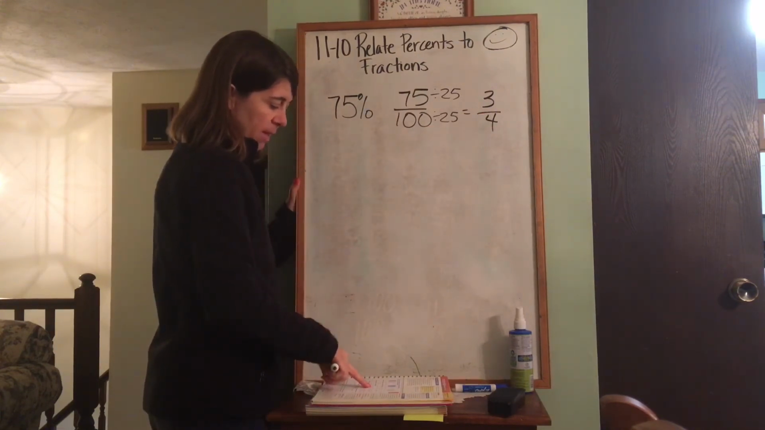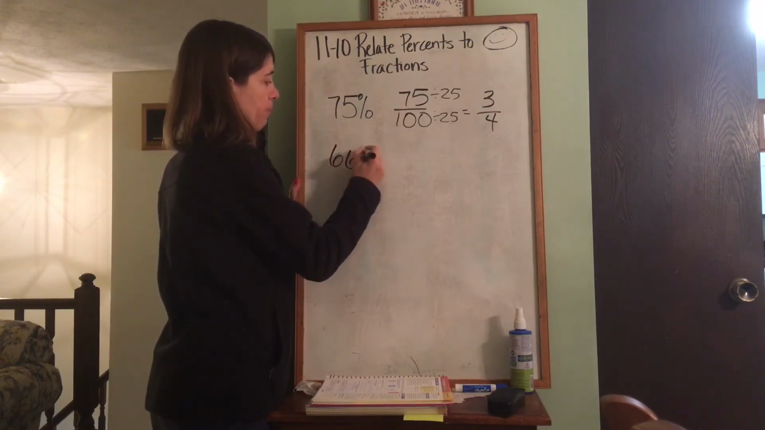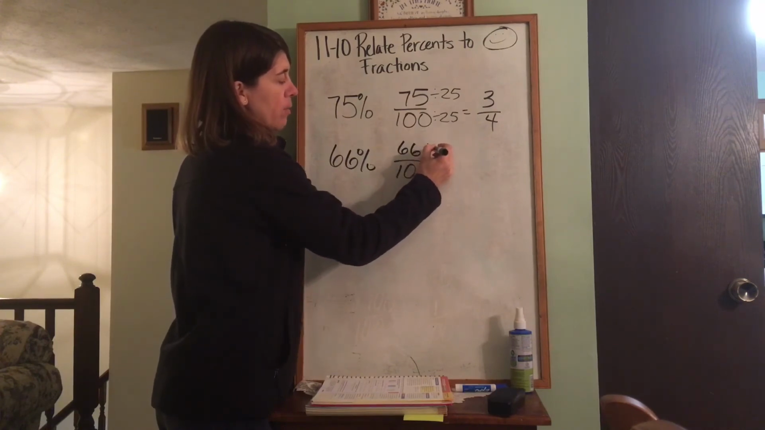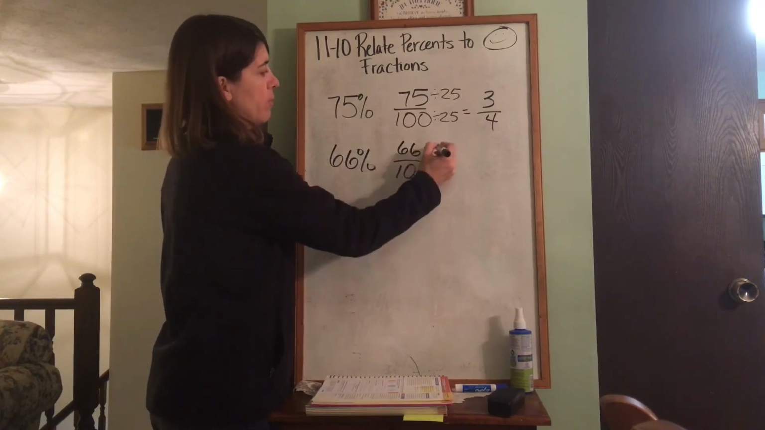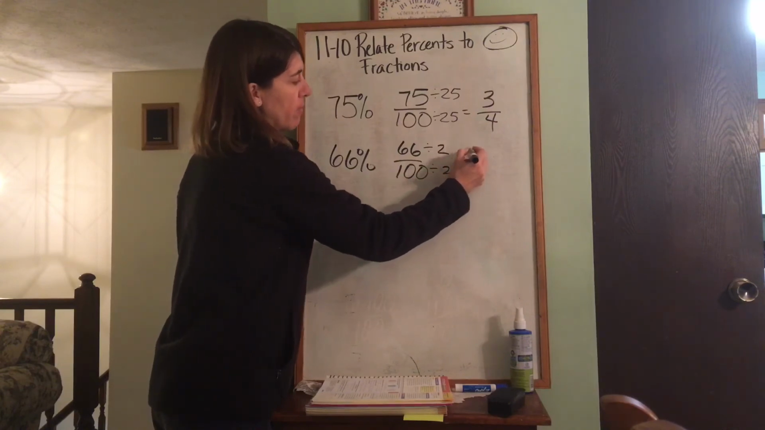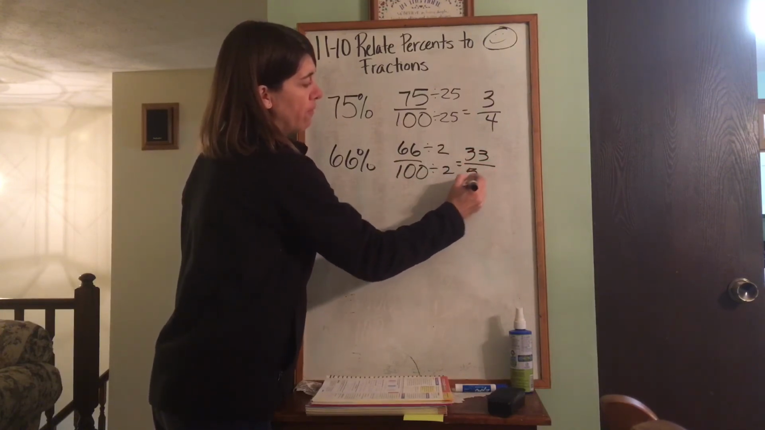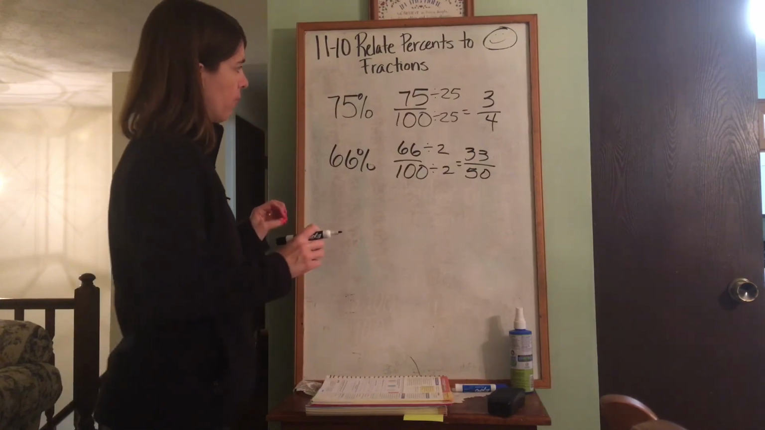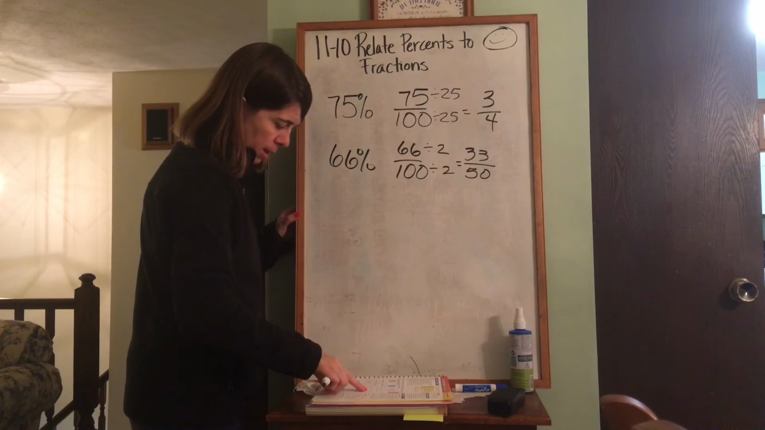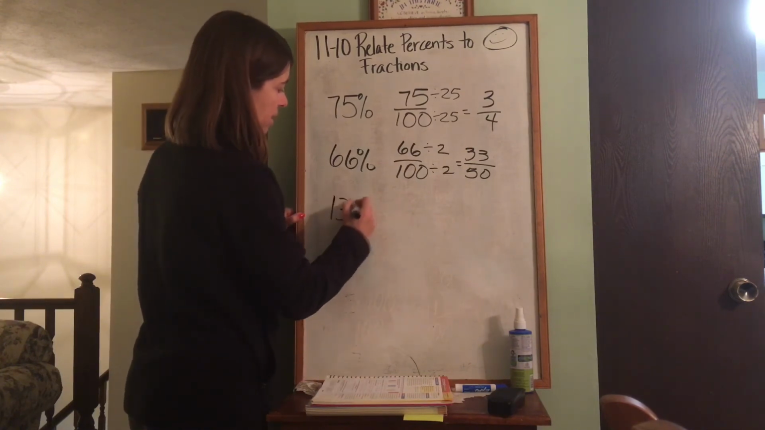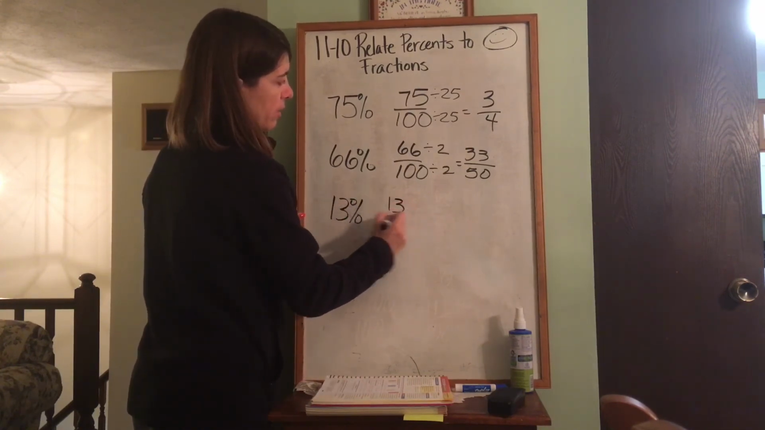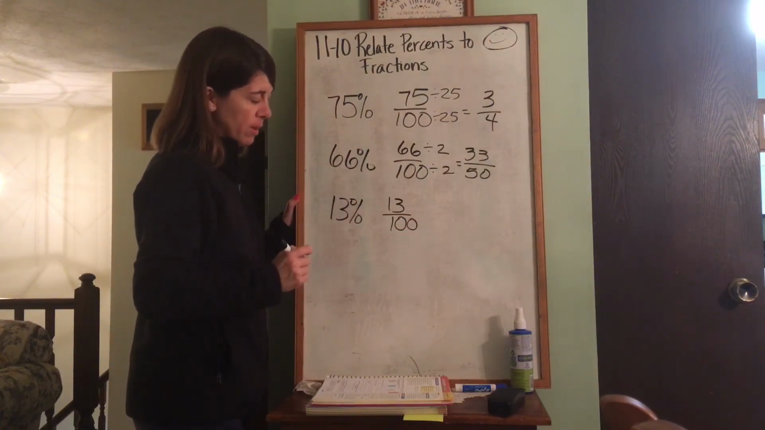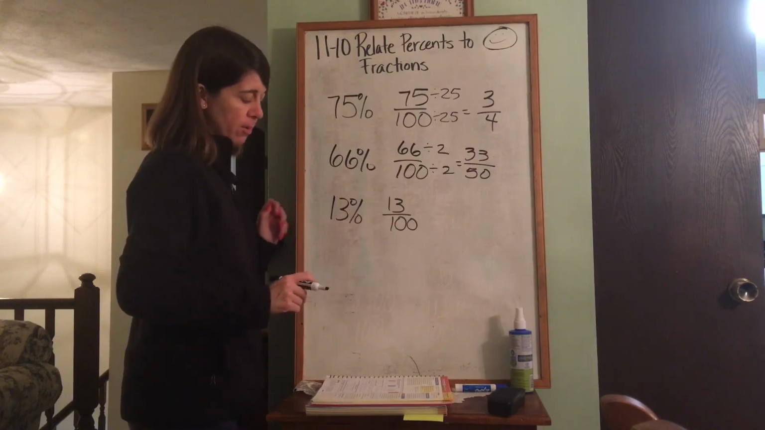Let's look at number 16. It's 66%. So that's 66 over 100. And then we can do some dividing here. They're both even, so we can divide them by 2, which is going to give us 33 over 50. And I think that that's as low as it can go. I don't think we can simplify any more from there. One more, number 18, 13%. So it's 13 over 100, and that one's already simplified. 13's prime, so we can't do anything more with that, and it doesn't go into 100.